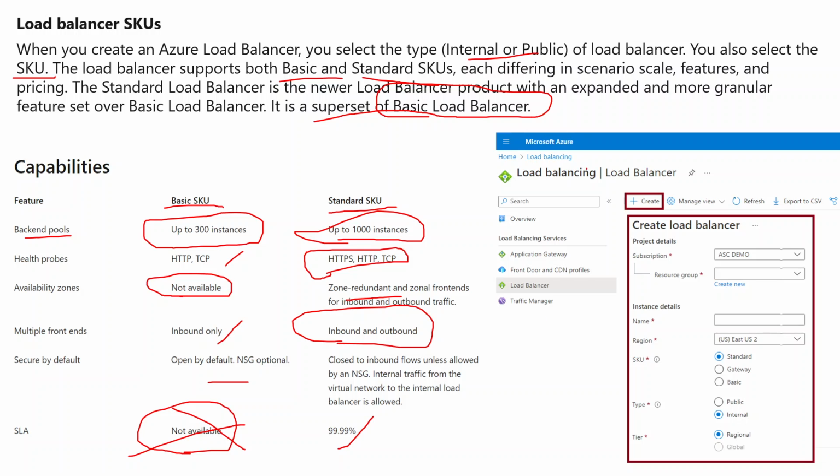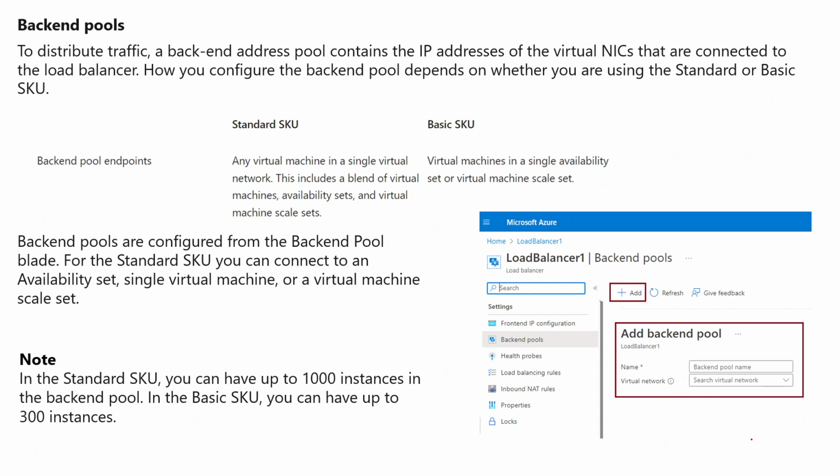If you want to create a load balancer, you go to the load balancer section, select create load balancer, and choose a resource group. You will have an option to select the SKU, whether it is standard or basic, the type of load balancer, public or internal, and the tier, whether it is regional or global. So this is how the SKUs appear for a load balancer.